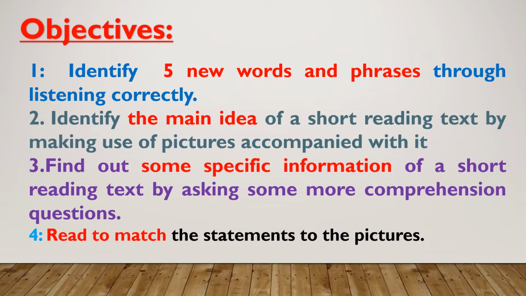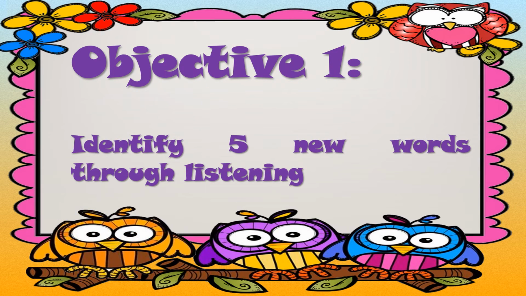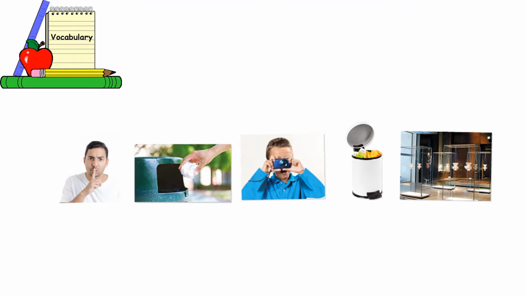Number 1, identify 5 new words and phrases through listening correctly. Objective number 2 is to identify the main idea of a short reading text by making use of the pictures accompanied with it. Objective number 3 is to find out some specific information of a short reading text by asking some more comprehension questions. Objective number 4 is to read to match the statement to pictures. Okay? Now we come to objective number 1, which is to identify 5 new words through listening.